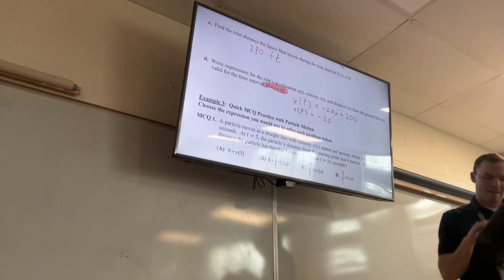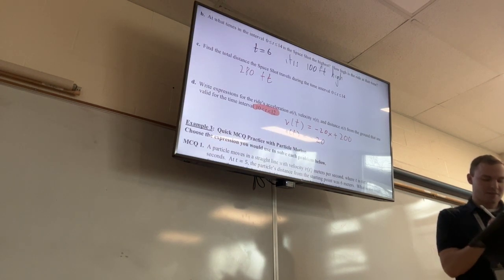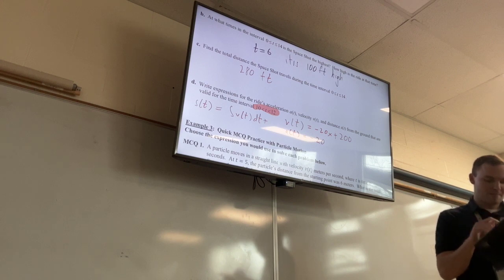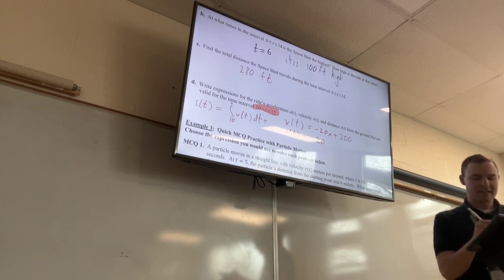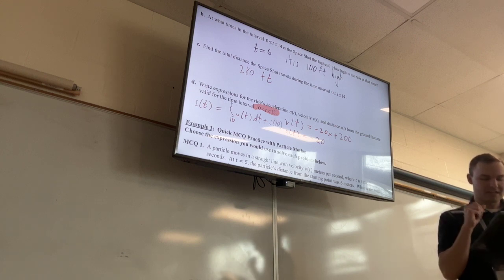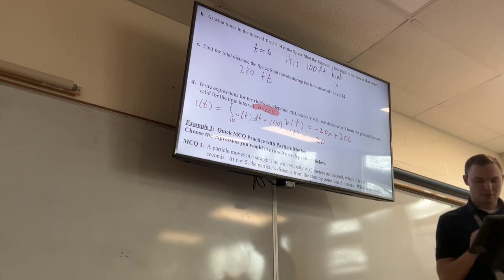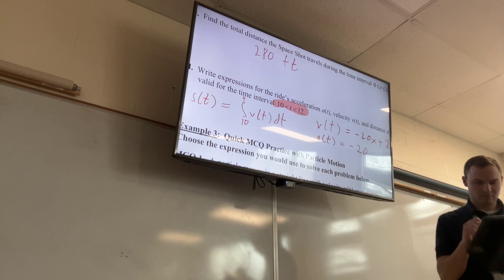And what is the position going to be? Antiderivative of v of t, right? So from 10 to t, okay, plus what? It's going to be plus s of 10. What is s of 10? 0. There you go. Good stuff.